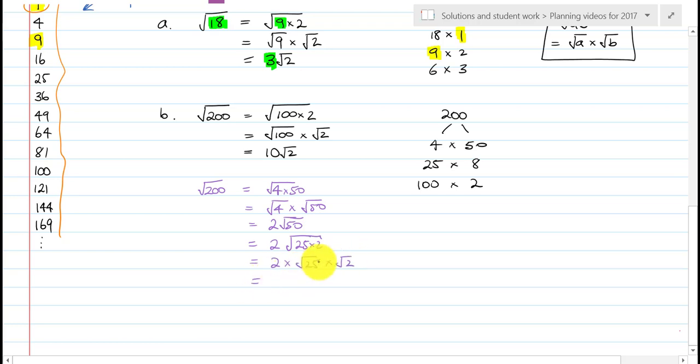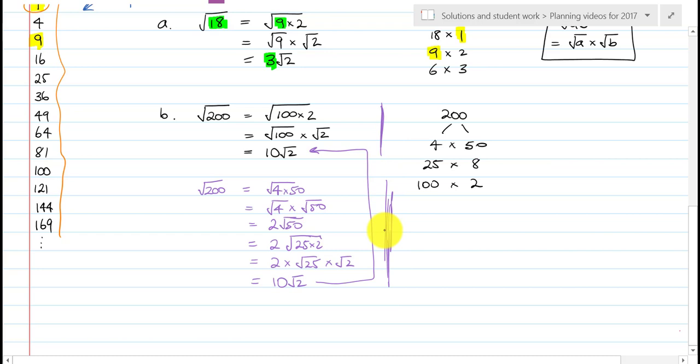And root 25 is 5. 2 times 5 is 10. 10 root 2, which is the same answer as we got. It really doesn't matter which way around you go. If you notice a big square factor, then you're going to have three lines of working. If you don't notice a big square factor, well, you might end up with 5 or 6 lines of working.